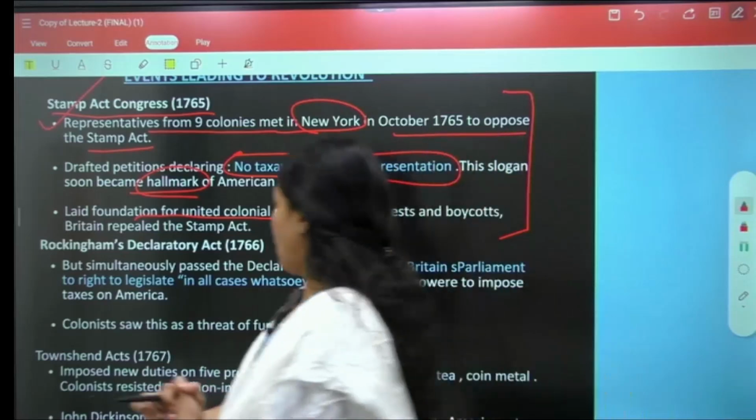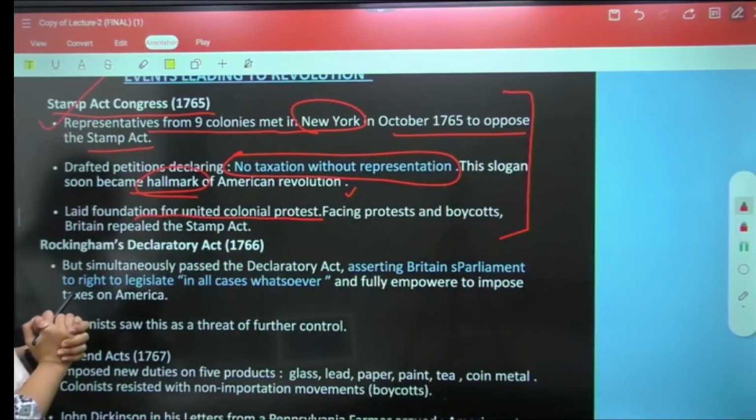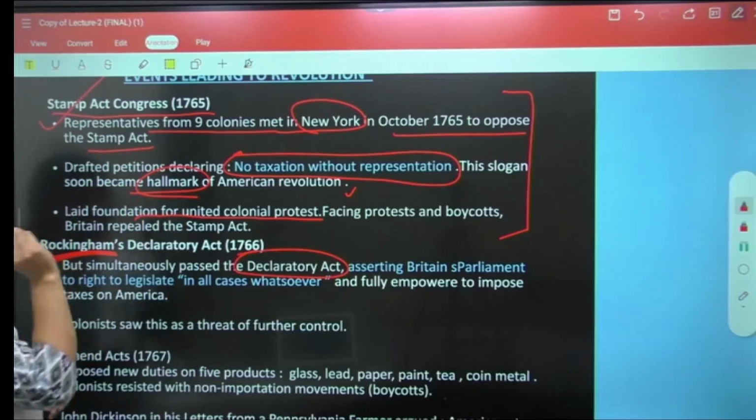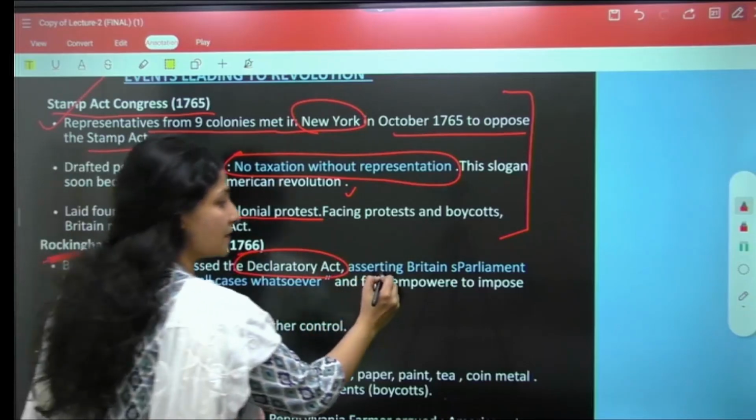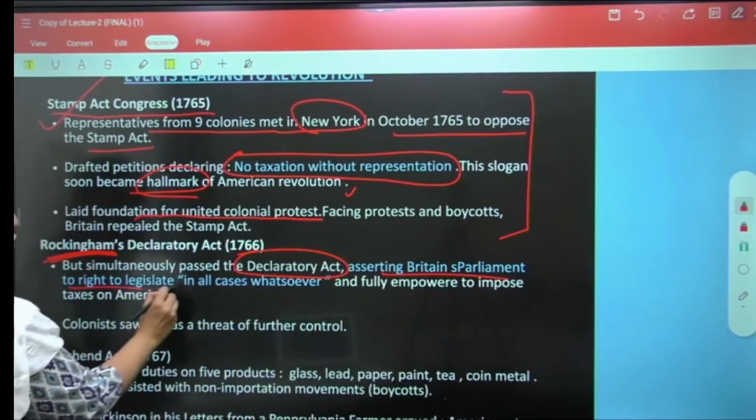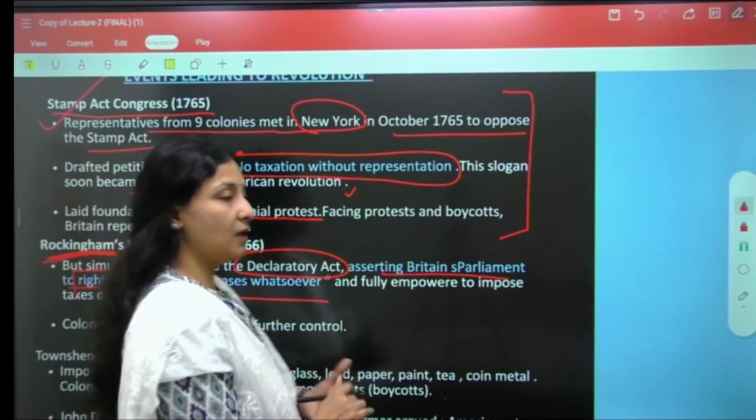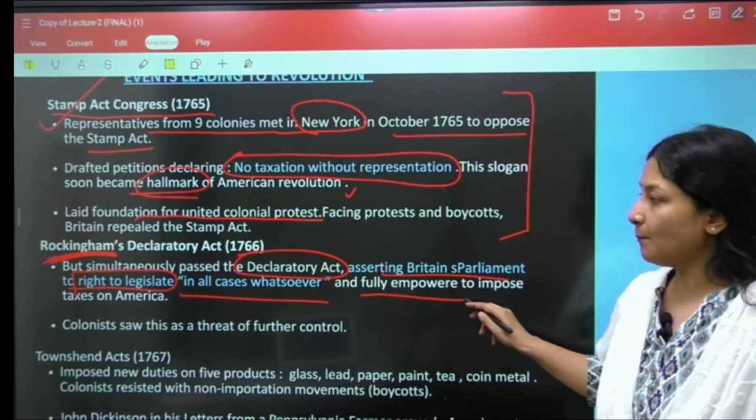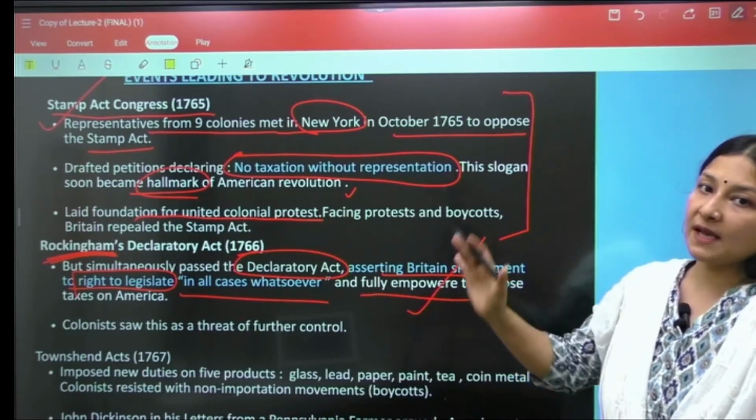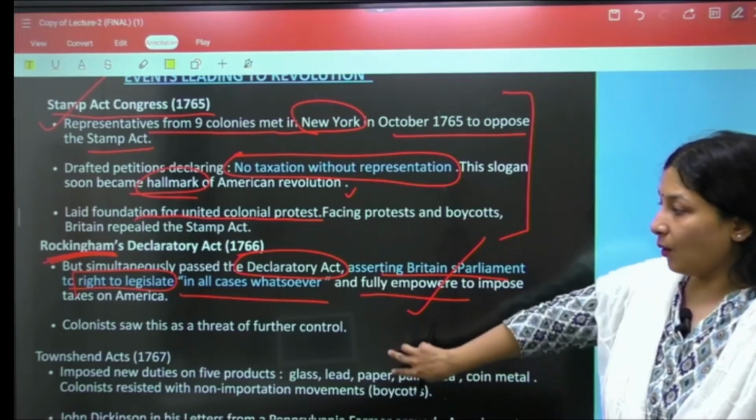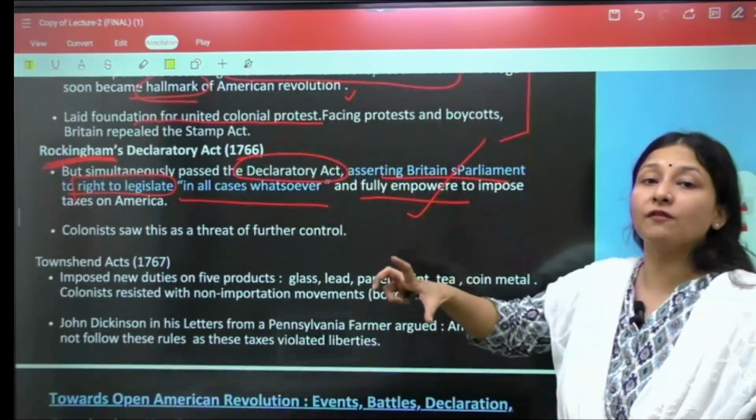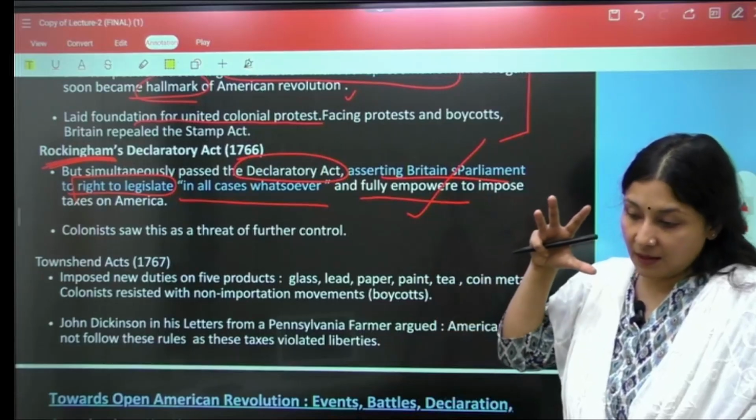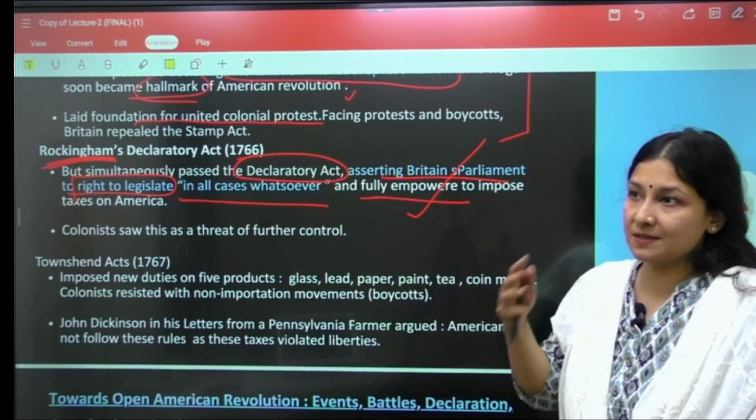Second thing over here was that the Declaratory Act was passed by Rockingham, and he asserted Britain's right to legislate in all cases whatsoever, and to fully impose any kind of taxes on America. Now again, this was a threat of imperialist control, not only colonialist but imperialism. There are terms we will see in further classes.